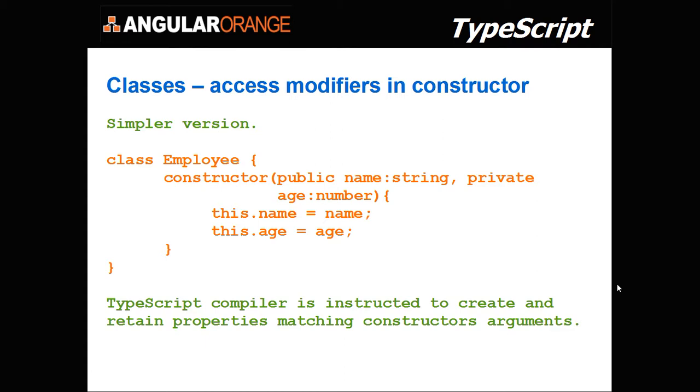You could put access modifiers in a constructor, and I love this about TypeScript. It's a simpler version of your class. If you put the access modifiers in the constructor argument list, TypeScript implicitly creates those variables for you, so you could pretty much use them. So the TypeScript compiler is instructed to create and retain the properties matching the constructor arguments. And this is very, very useful because other functions you define in the class would need access to those variables.